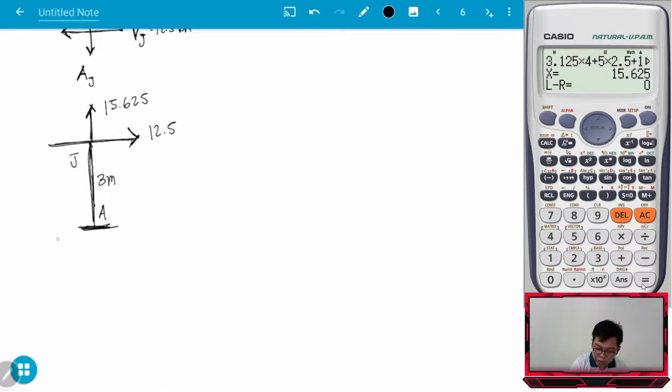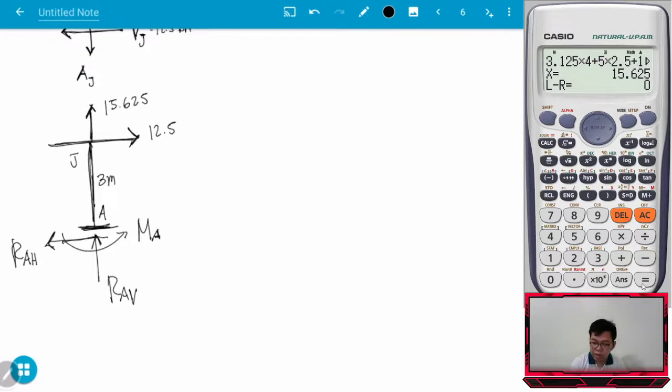And then we have the reaction M, MA. Anyway, let's solve again. MA, and then you have the RAH, and then the last one is RAV.